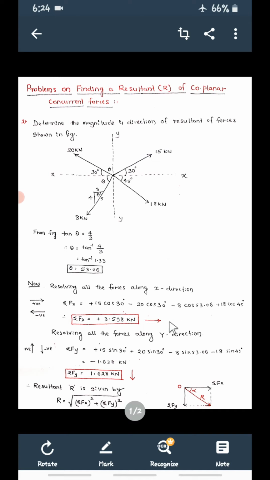So this is summation Fx. Positive means in this direction. Vertical, summation Fy. Negative means remove negative sign. Write 1.628 kilonewton, and this minus indicates it is downward. Okay. Now finally 4 forces are reduced them into 2. That is summation Fx, summation Fy. So draw this arrow mark.